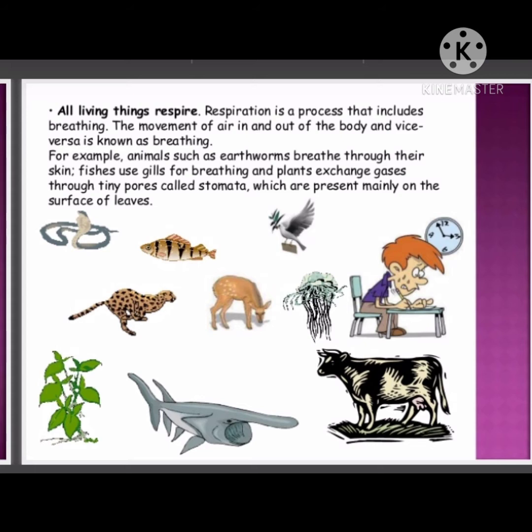Each and every cell of our body is actively participating in this process of respiration. We know that as a part of nutrition, the chapter that we studied in the beginning, at the time of nutrition, our body is absorbing nutrients present in the food.